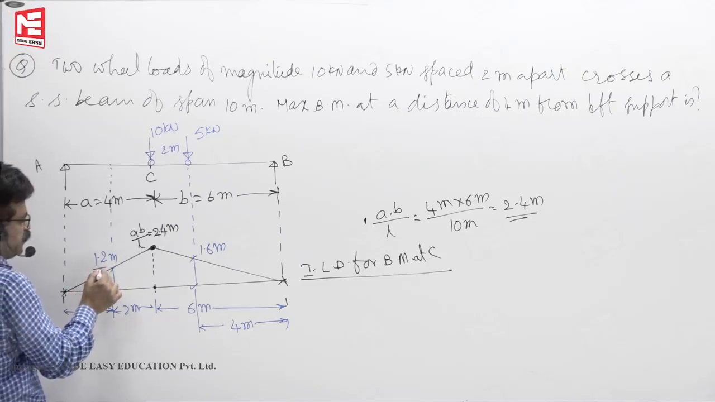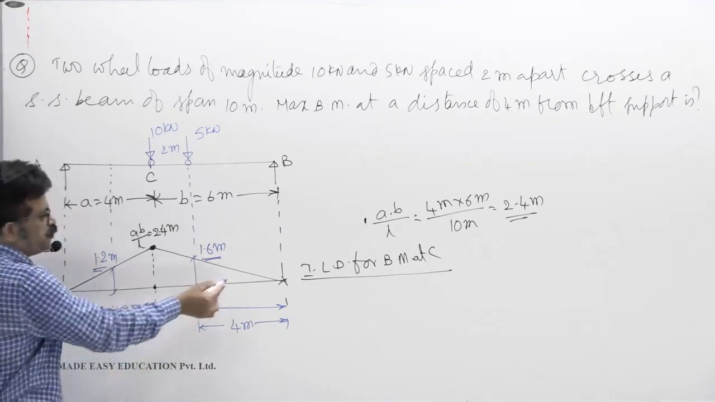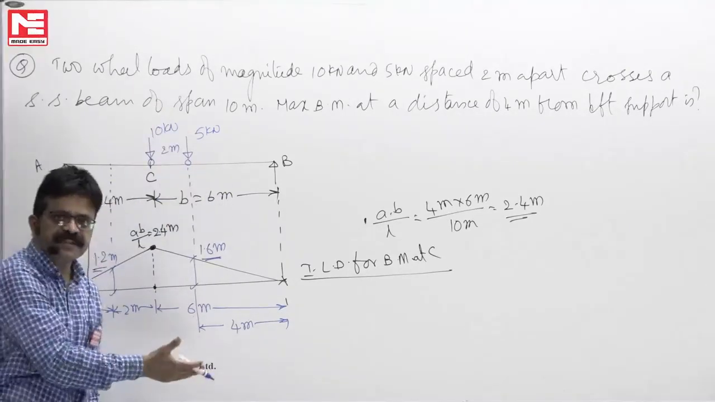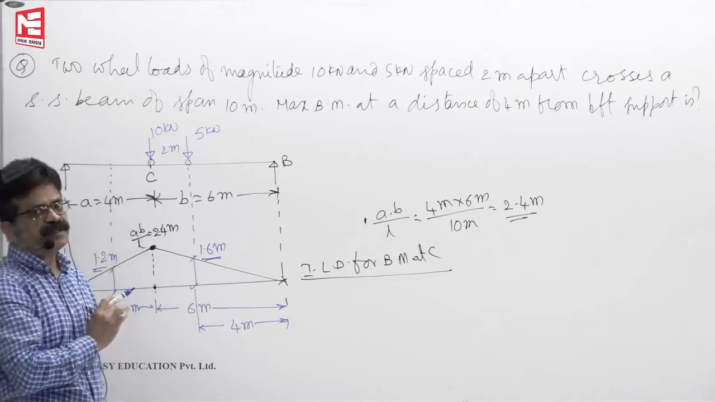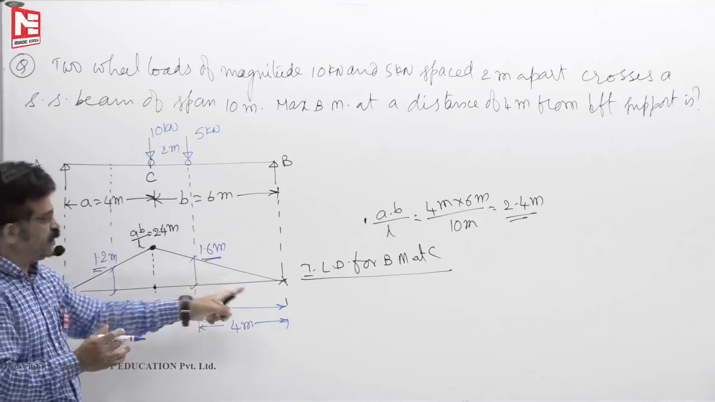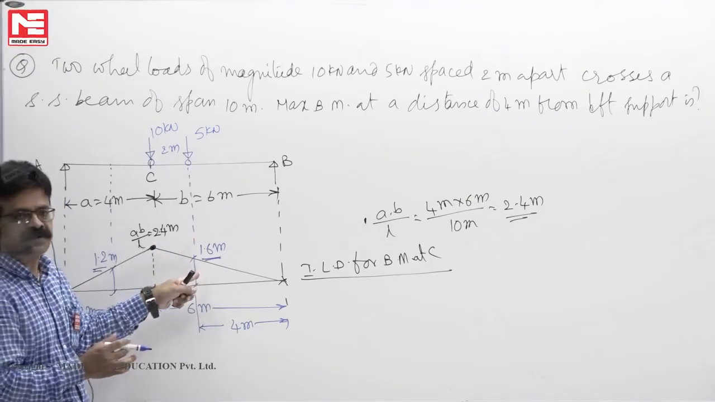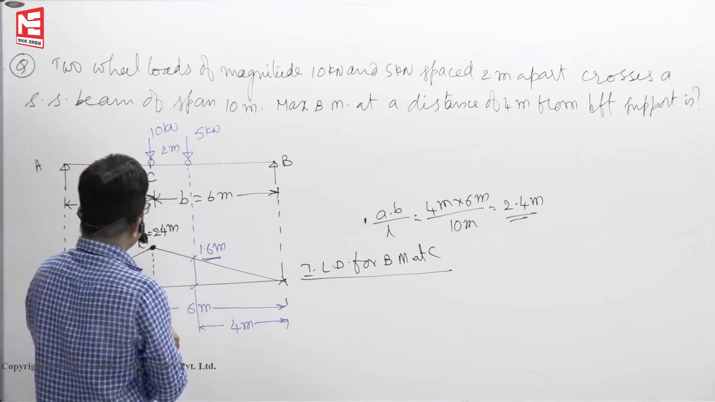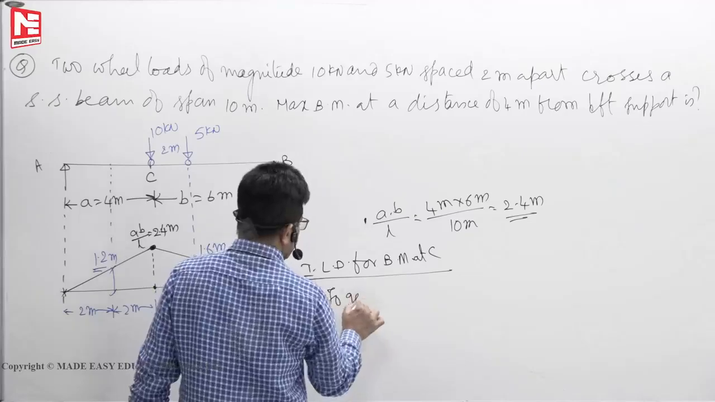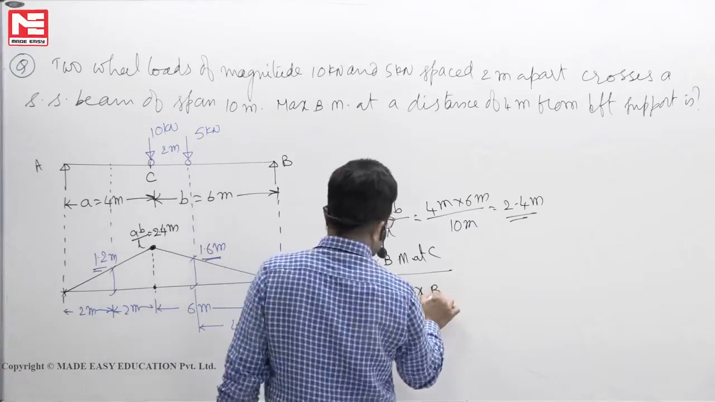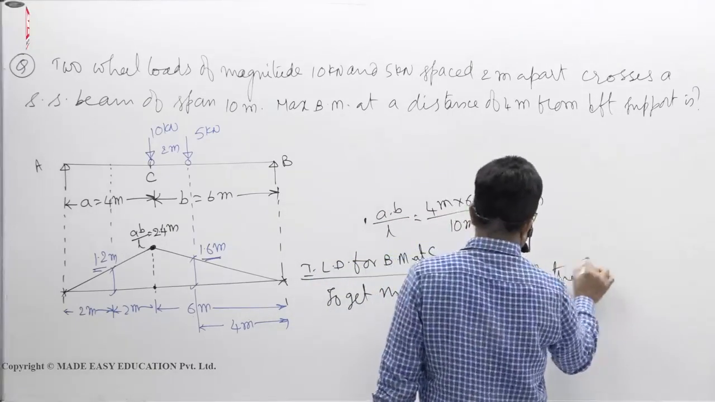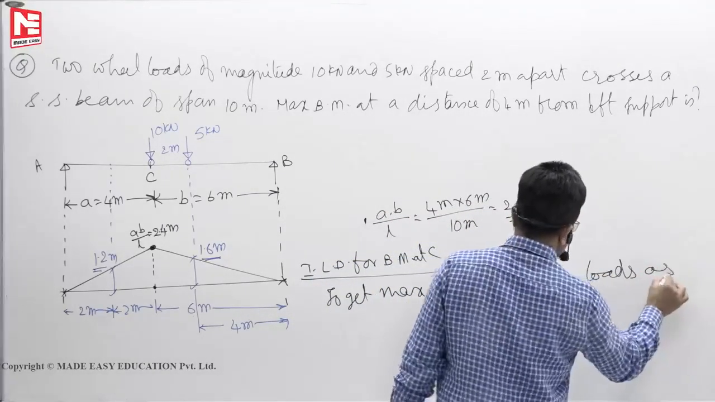See, 1.2 meters influence is less than this one. So this is a steep slope. By the time you move by 2 meters, so much decrease in the ordinate will happen. So we should not keep the loads on this shorter span side. If you keep them on the greater span side, the span is more, so the ordinate will also be more. So to get maximum bending moment at C, you must keep the loads here. So to get maximum bending moment at C, keep the loads as shown in figure.